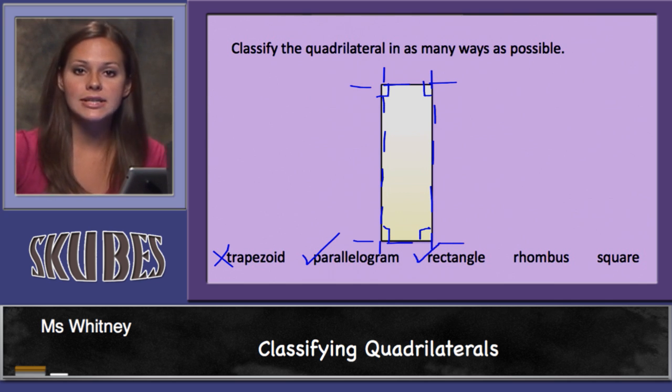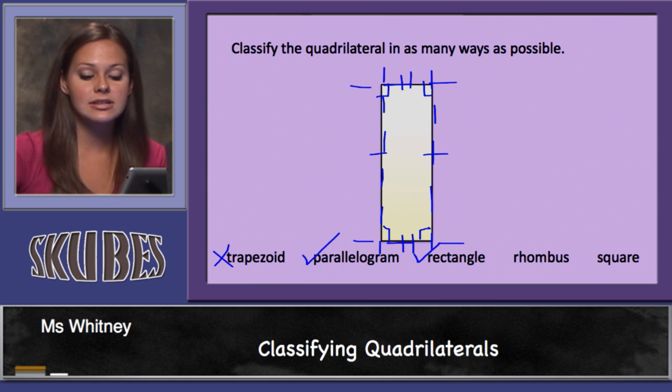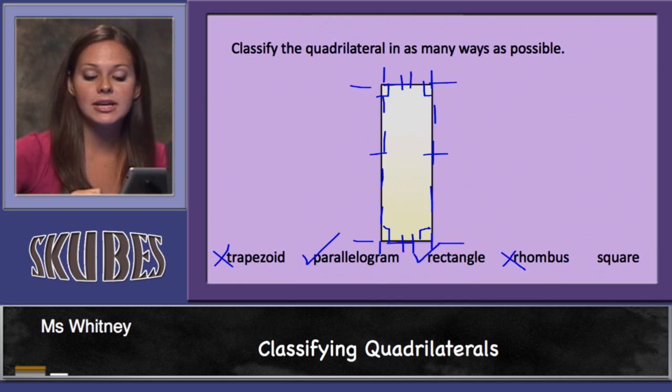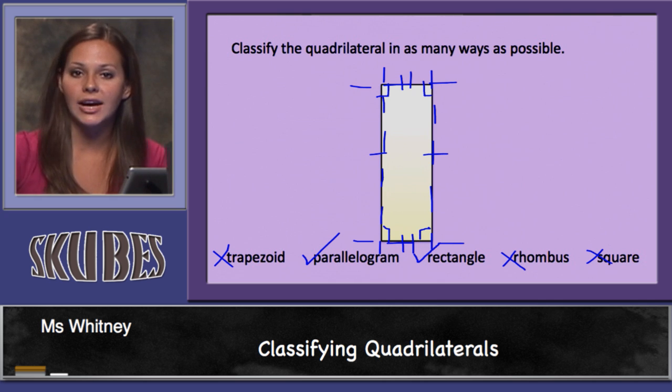In order to be a rhombus, the shape must have two sets of parallel sides, and each side must be congruent. Opposite sides are equal in this shape, but each side is not congruent to each other. So this shape is not a rhombus. Also, to be a square, each side must be equal. This shape is not a square. We can classify this shape as a parallelogram and a rectangle. And this concludes our lesson on classifying quadrilaterals.